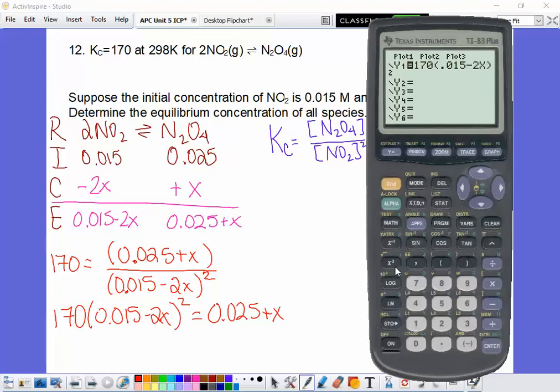And I'm not going to FOIL that. I'm not going to multiply that out. Might as well leave it, right? Don't waste time if you can help it. And the other side is 0.025 plus x. I typed everything in correctly. Now I'm going to press graph.